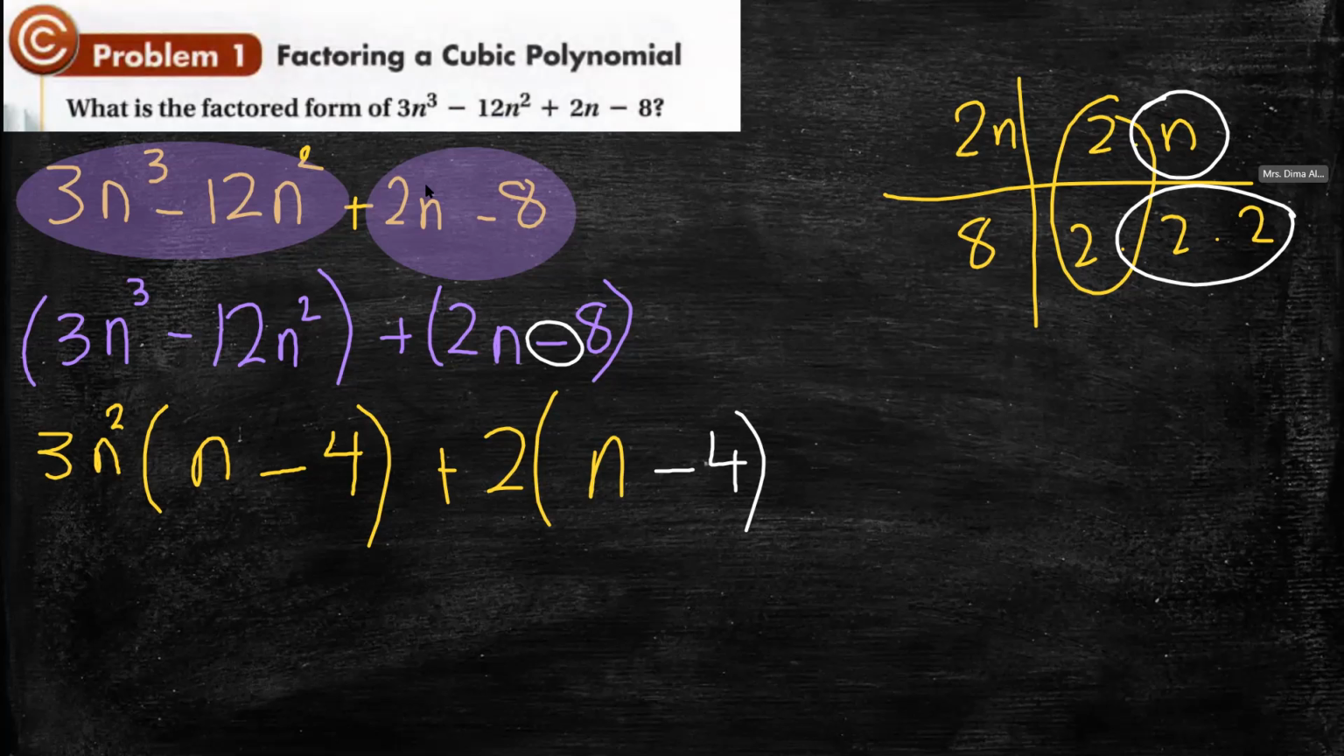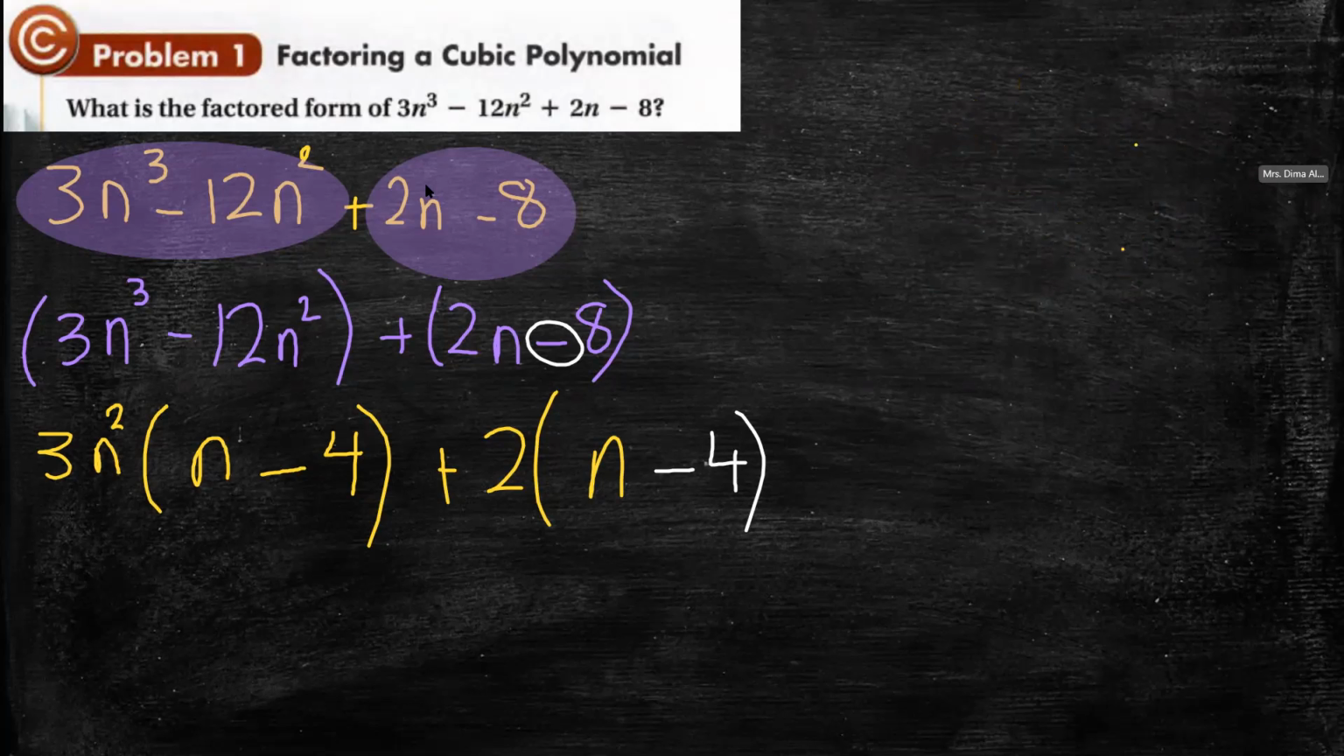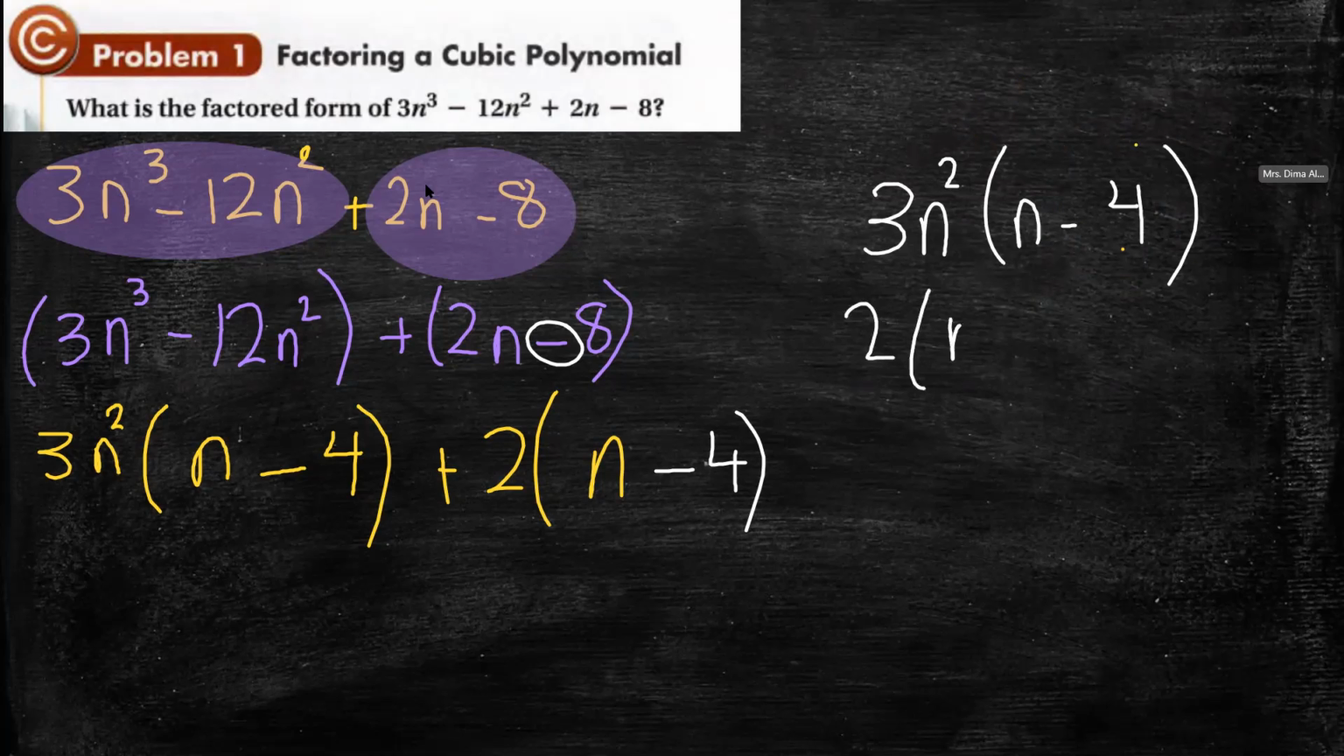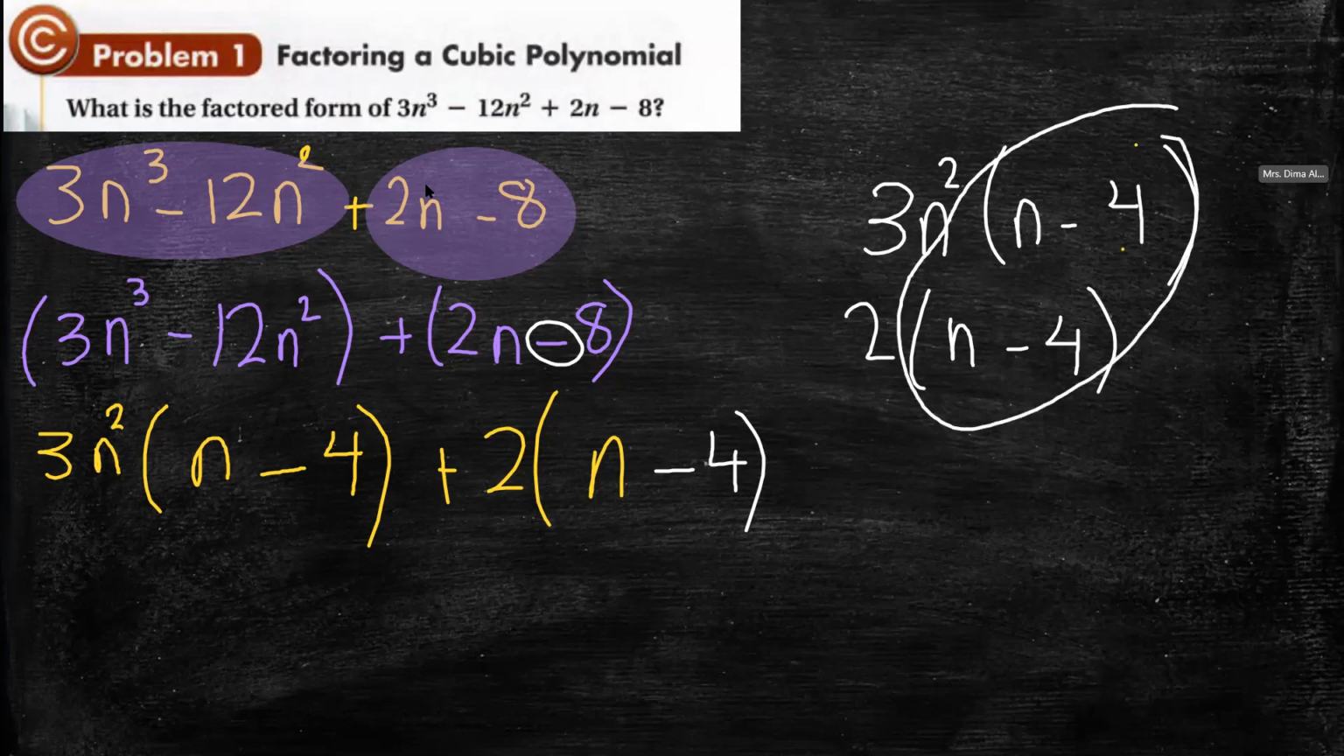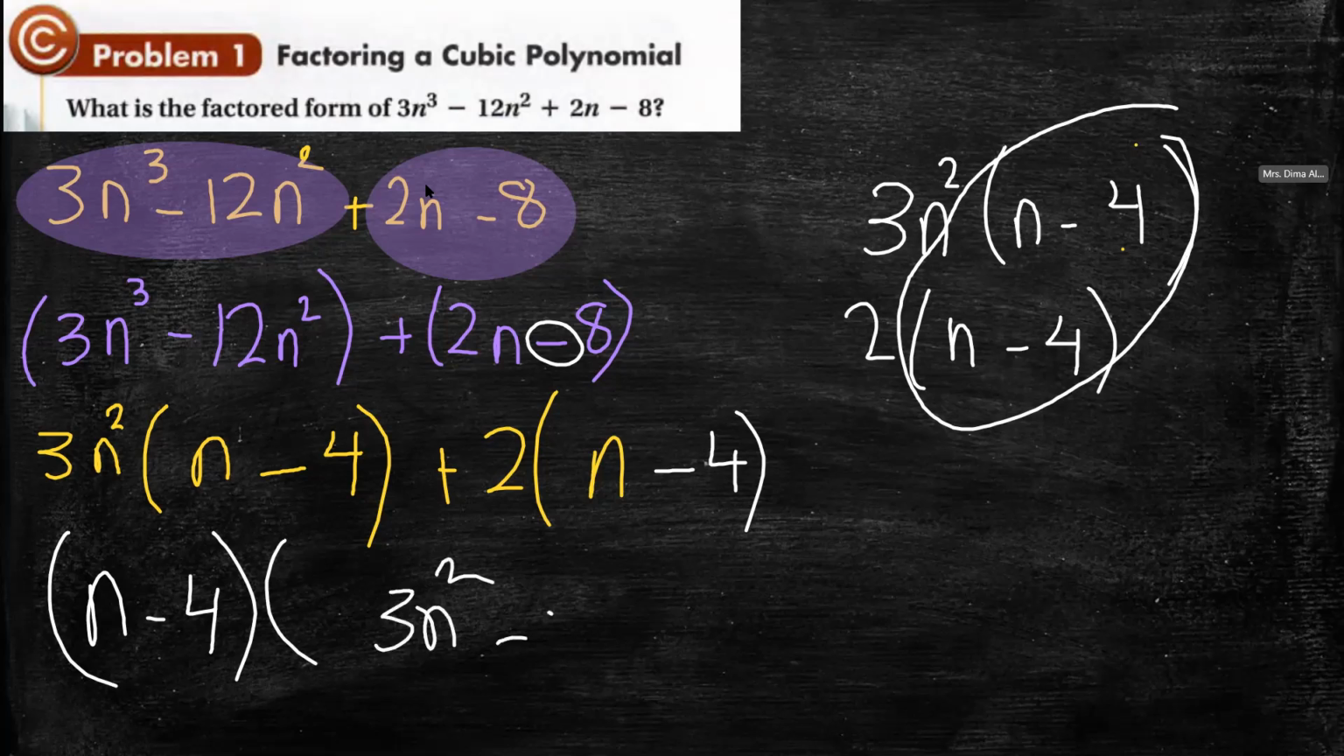We have now 3n squared times n minus 4 plus 2 times n minus 4. Then here, we have to find now the greatest common factor for them. What is the common factor here? It was n minus 4. So I put n minus 4 as a common factor. Then I will write what will remain, which is 3n squared minus 2.